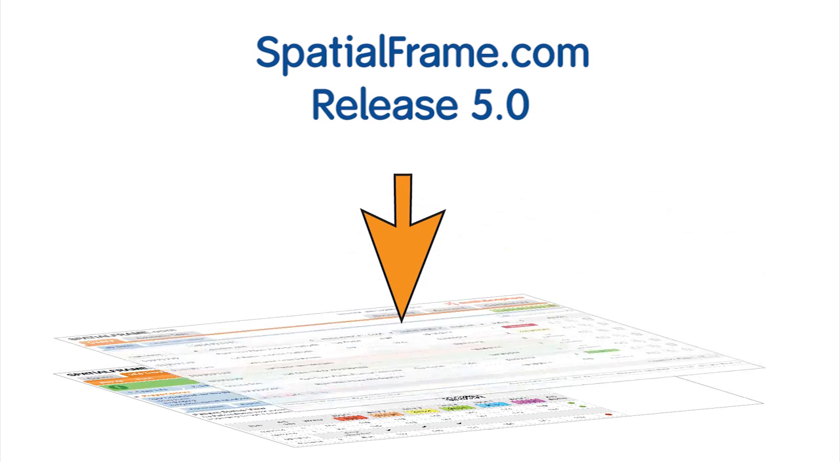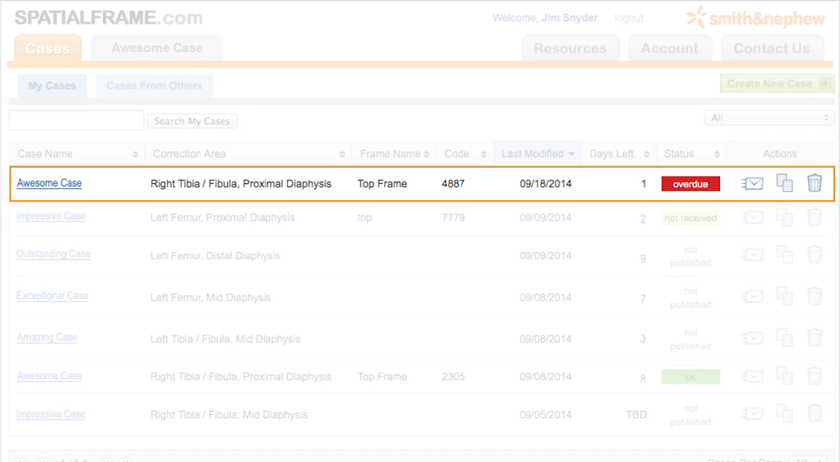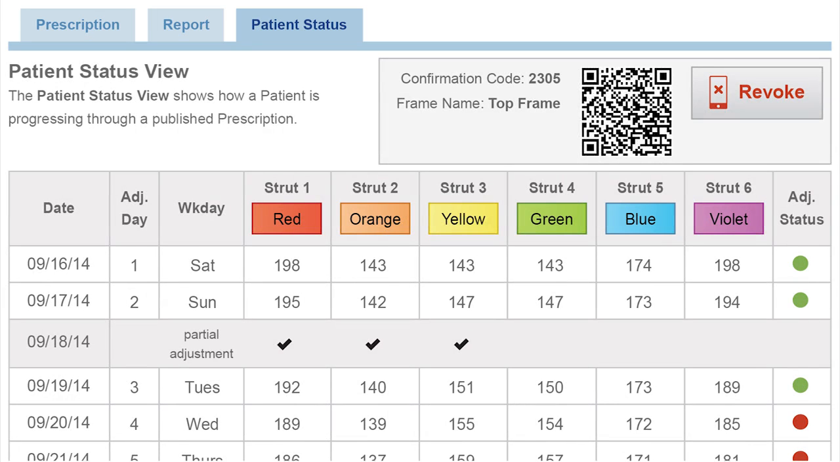With the release of SpatialFrame.com 5.0, you have the ability to drill down on any given patient in order to get a more granular view of their adjustment reporting patterns. For example, let's drill down on Awesome Case, which is a patient with an overdue status displayed on the My Cases page. Clicking on the case name will take you to a sub-tab on the Prescriptions page called the Patient Status tab, which is new with SpatialFrame.com 5.0.